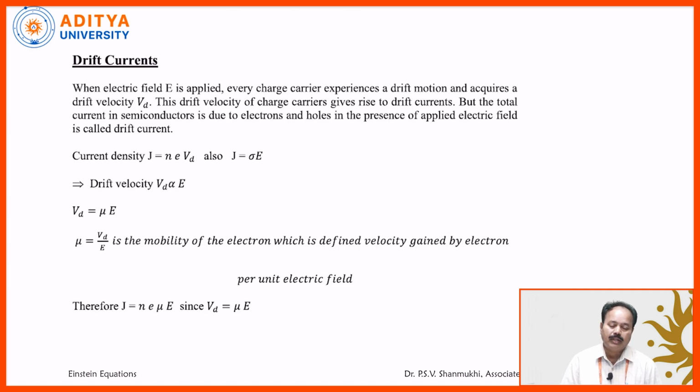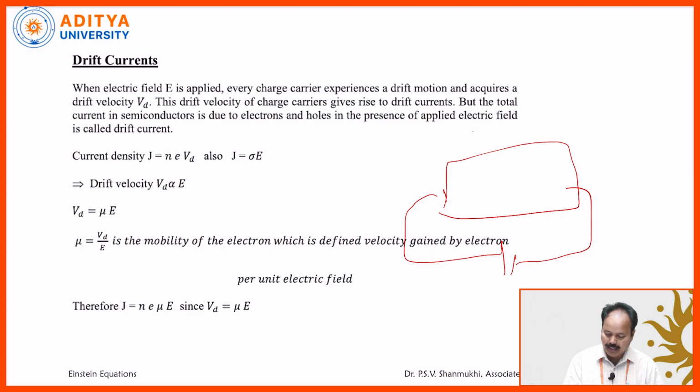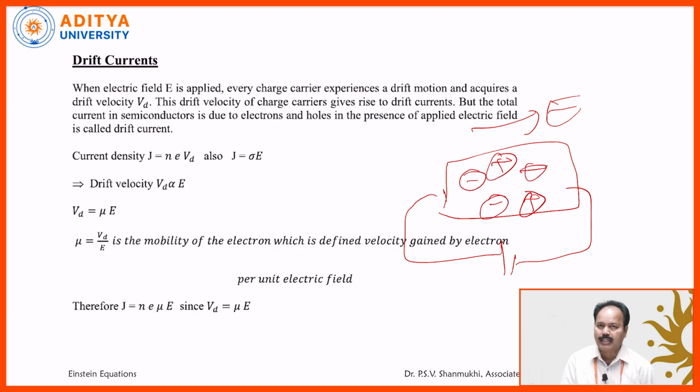Now coming to the drift currents, what do we mean by a drift current? Generally, this is a semiconductor slab or a conductor, whenever it is subjected to an applied electric field E bar. In the presence of the electric field, suppose it is a semiconductor slab, there are some electrons and some holes also at any temperature. Generally, the holes will travel towards the negative terminal, and electrons will travel towards the positive terminal of the battery.